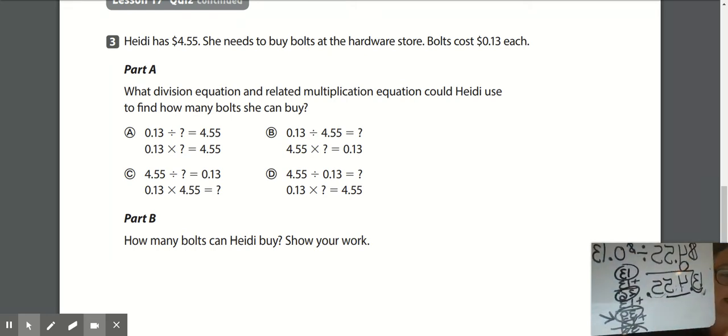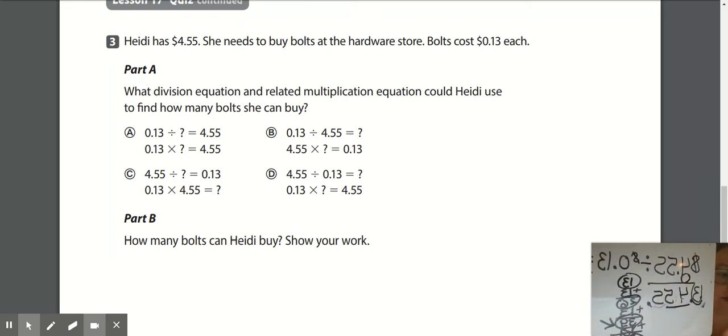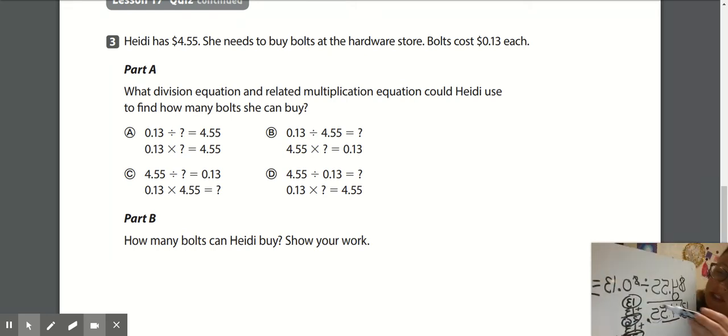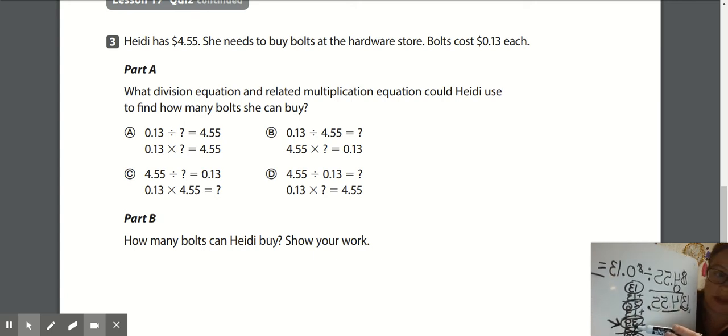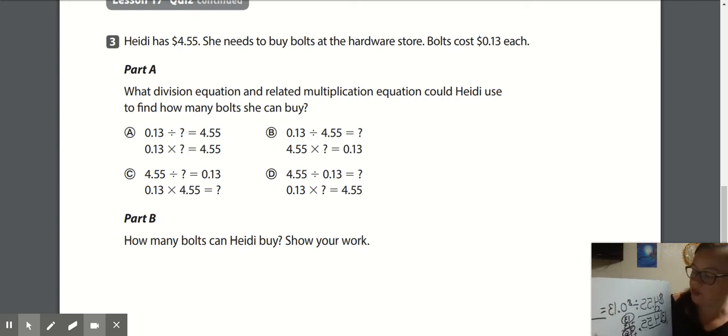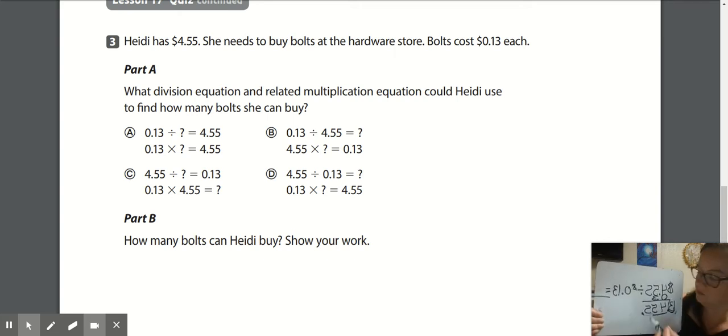If I take a look at that, how many times did I add 13 to give me 39? It took me 1, 2, 3 groups. So 3 groups of 13 gave us 39. 3 times 13 gave us 39.